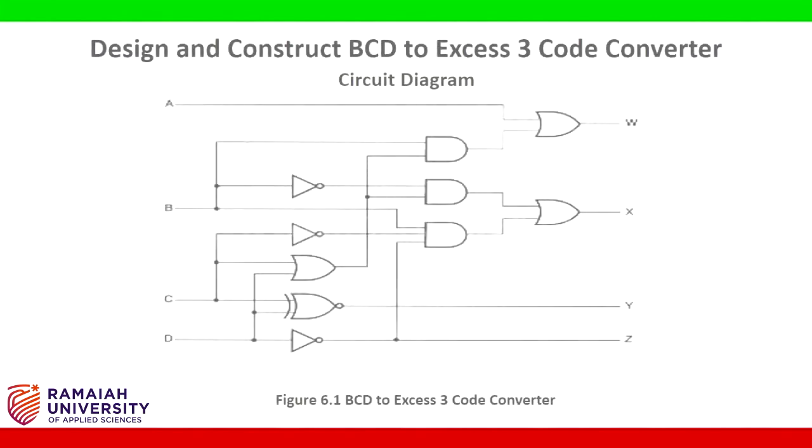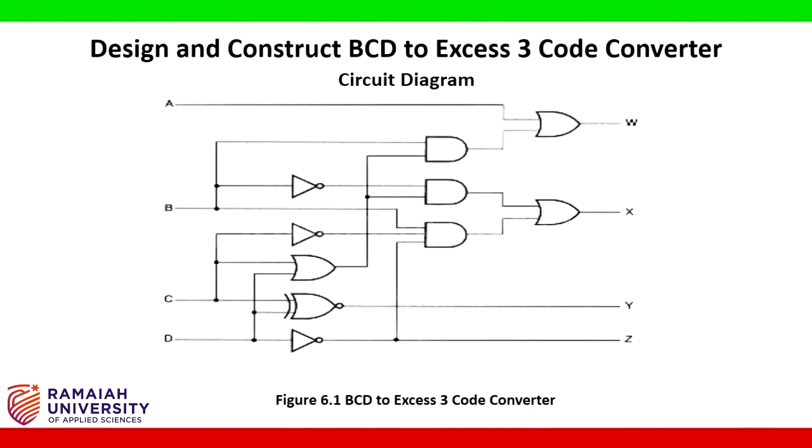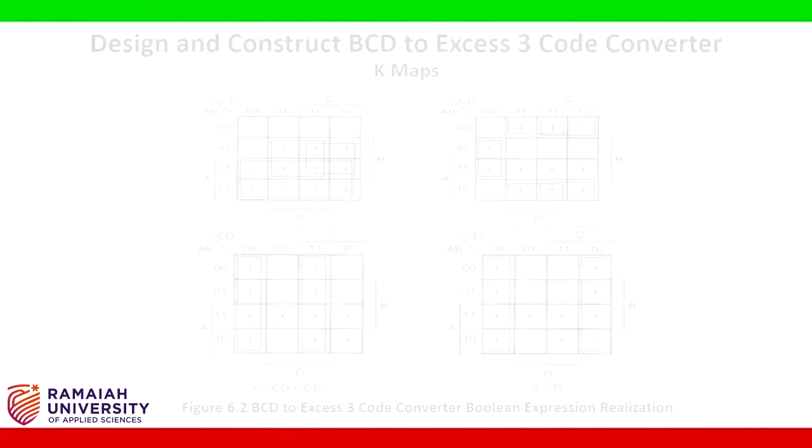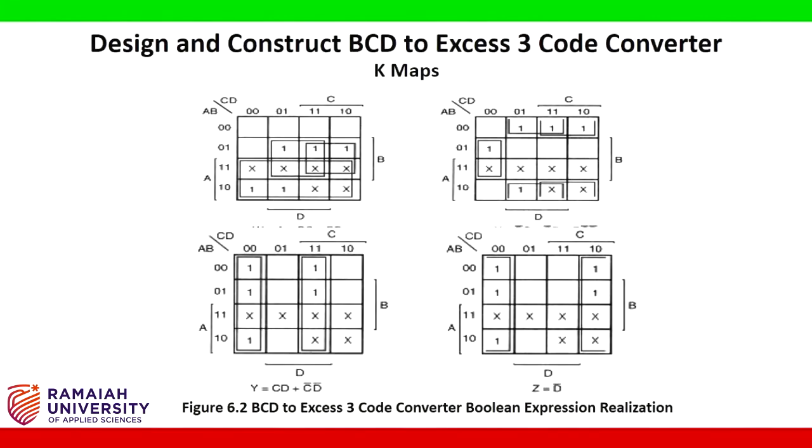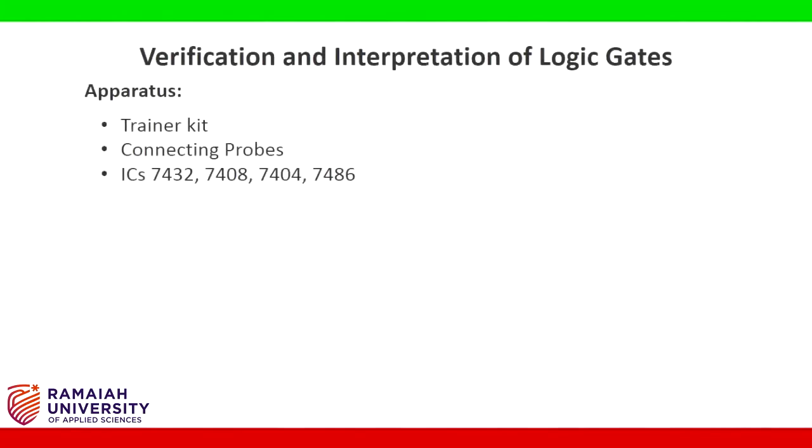The logic diagram of BCD to XS3 code converter is as shown here. The K-maps of BCD to XS3 code converter are shown here. The apparatus required for this experiment are trainer kit, connecting probes, IC 7432, 7408, 7404 and 7486.